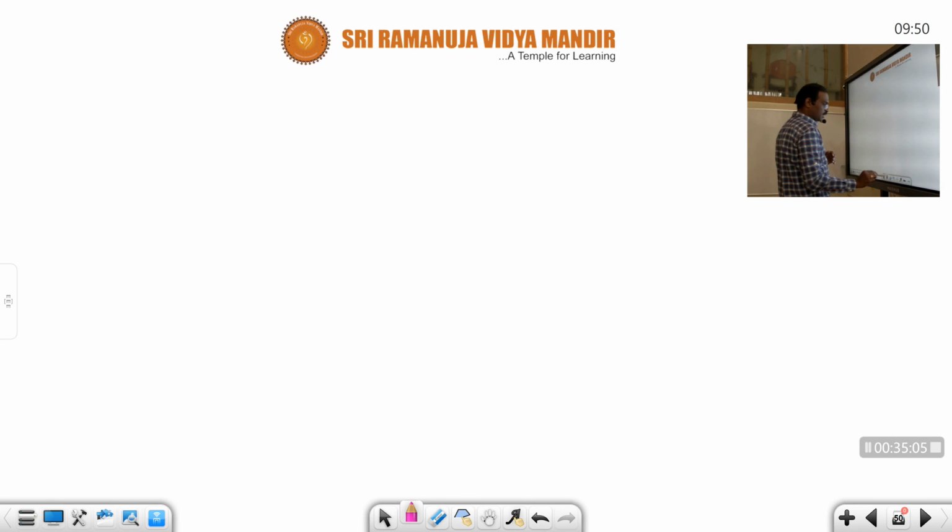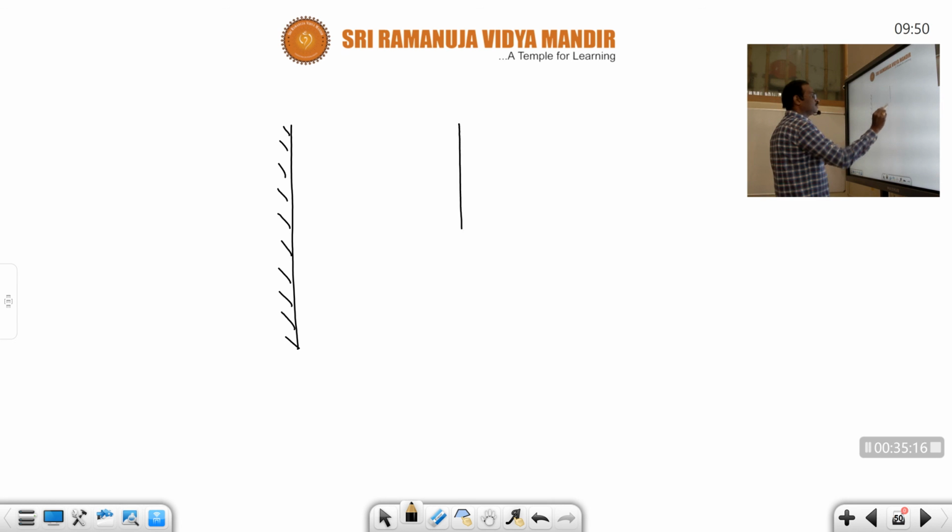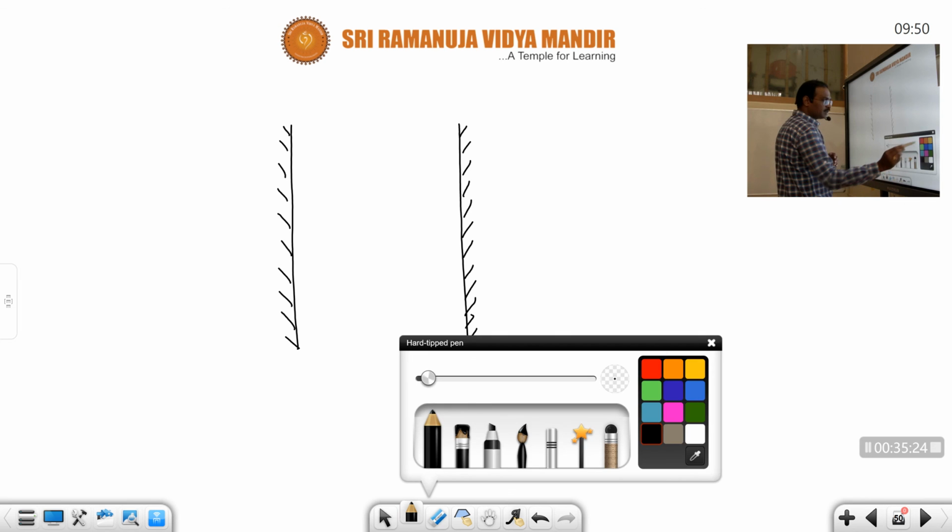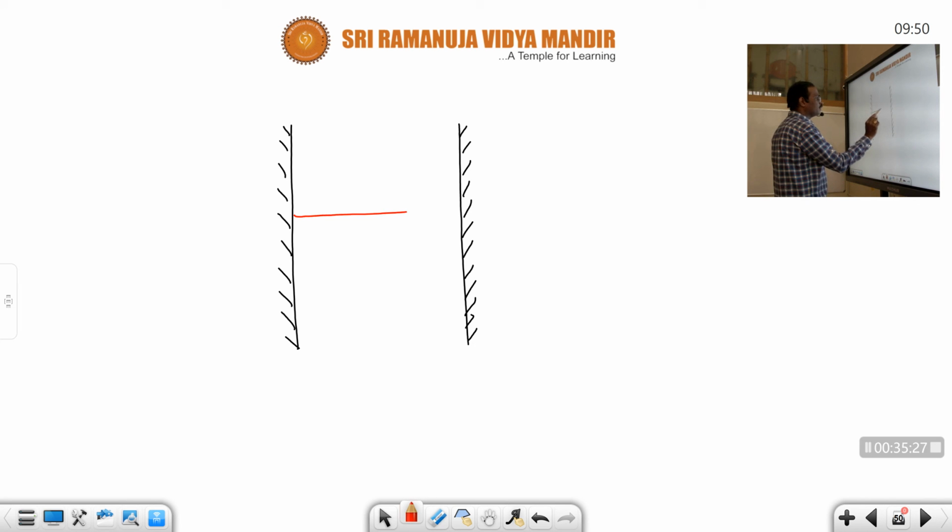There are two vertical surfaces. This is one vertical rough surface, and this is also a vertical surface, with coefficient of friction mu. A block of mass m is held between them like this. That means each surface applies a normal reaction N.